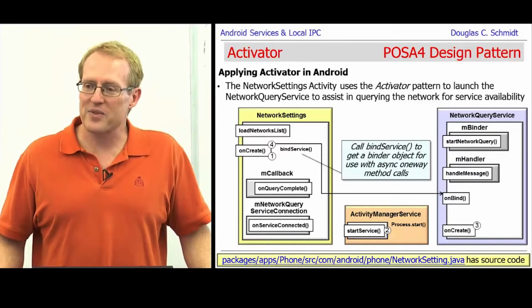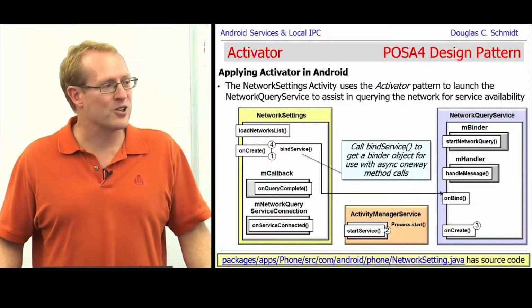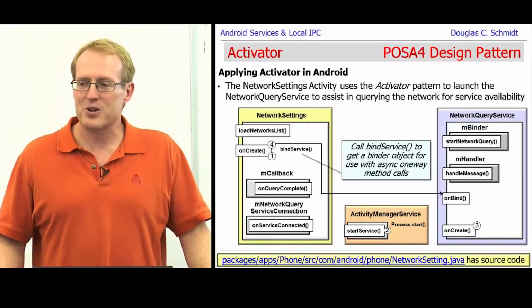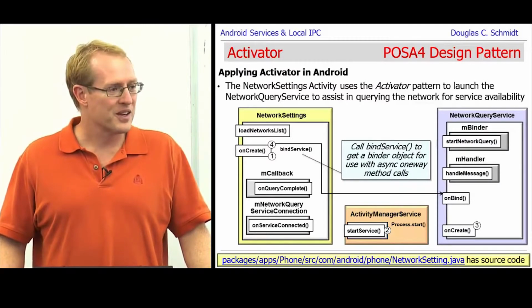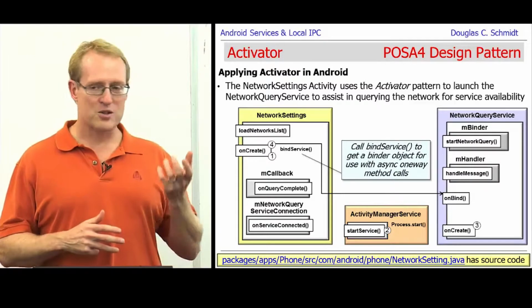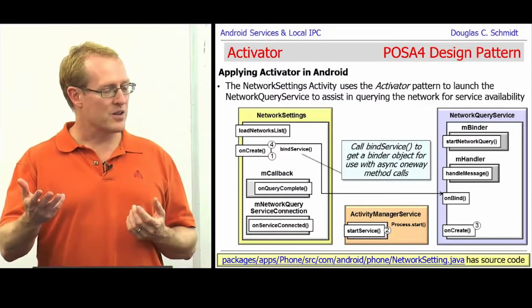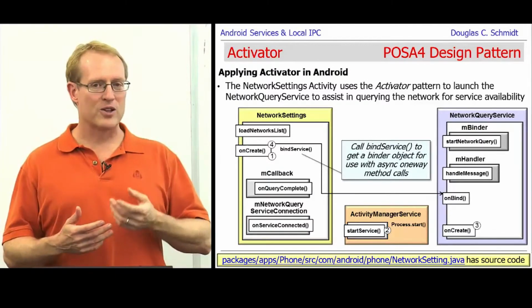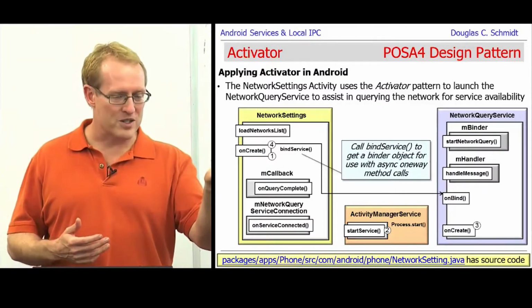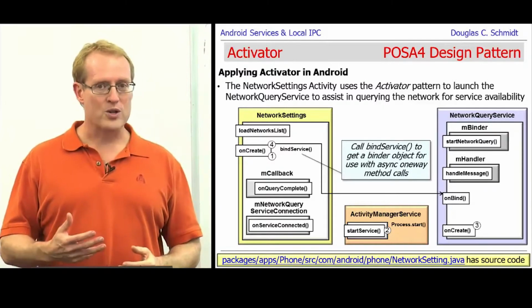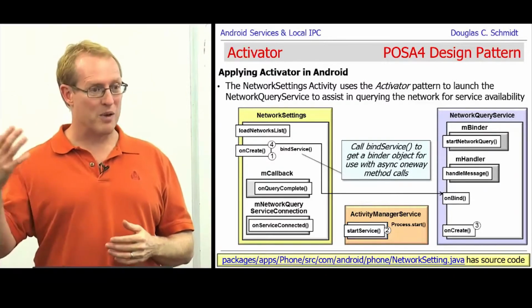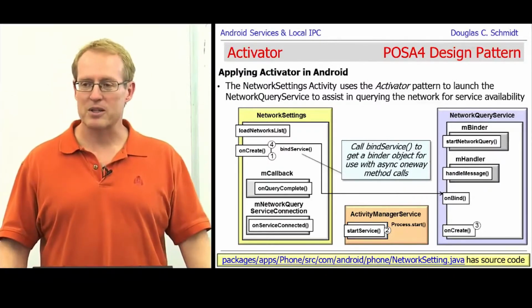The next thing that the activity does after it calls start service is it calls bind service. So this is kind of an unusual model. It calls start service followed by bind service, which looks a little weird, right? So far we've only looked at services that called start service, which are started services, or services that called bind service, which are bound services. But this is an example of something that does both.